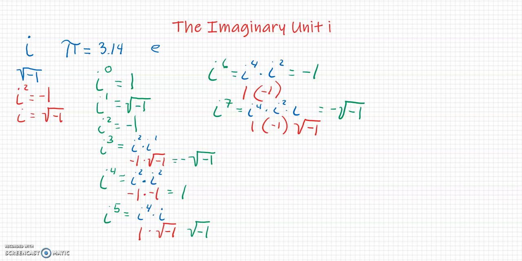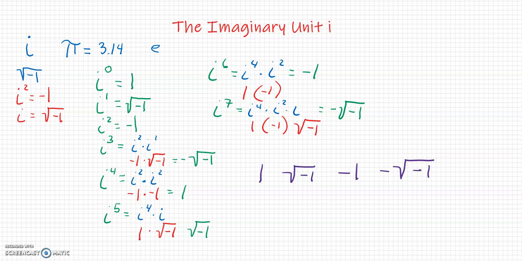So in a different video, we'll look at higher powers and show you a quick way to come up with the different answers. So as a recap, there's only 4 different answers we got. The 4 different answers were 1, the square root of -1, -1, and negative square root of -1. These 4 different responses just recycle themselves.